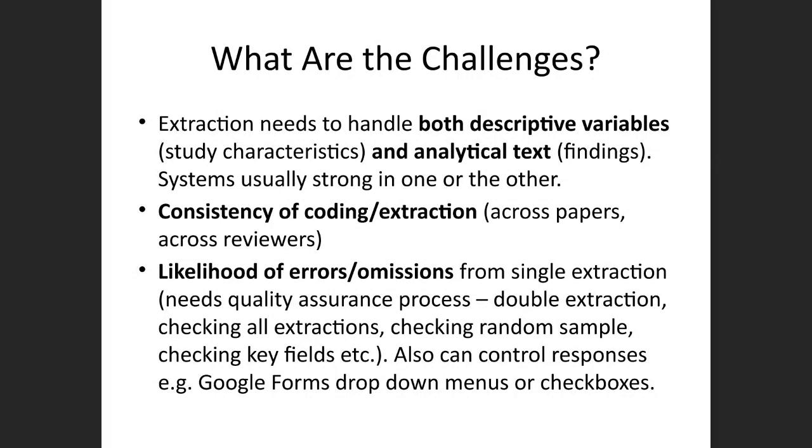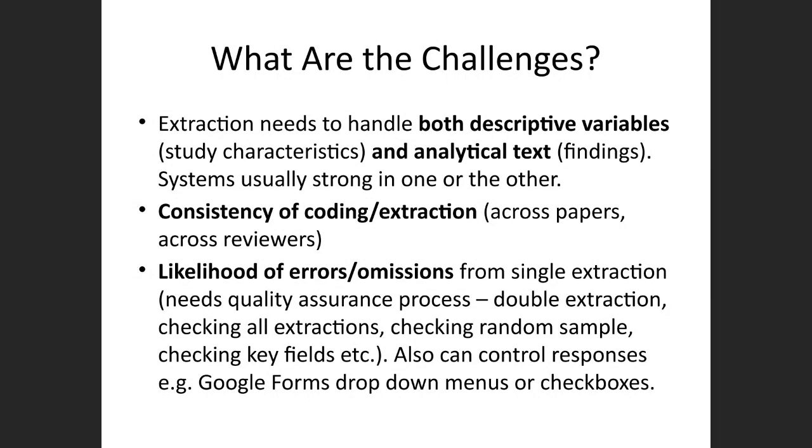Key to the process is consistency of the coding. If you're an individual coder, perhaps on a PhD project, then it's important that you code or extract consistently. If you're a team, then again, you are not looking just at consistency across papers, but consistency across the two or more reviewers. And as with any extraction process, or indeed with coding, it's possible that errors may occur. And so you need to think about a quality assurance process. And this needs to be commensurate with the resources that you have.